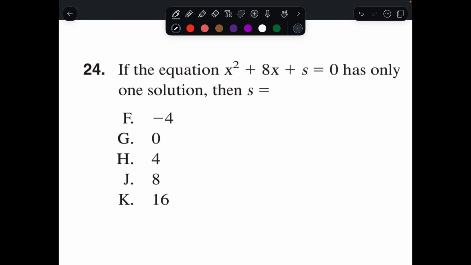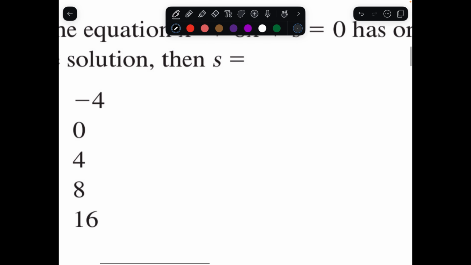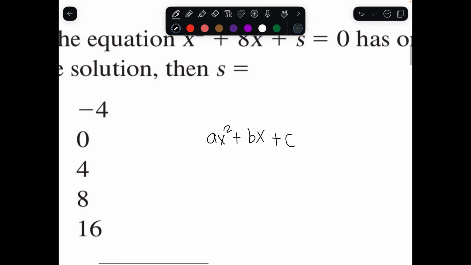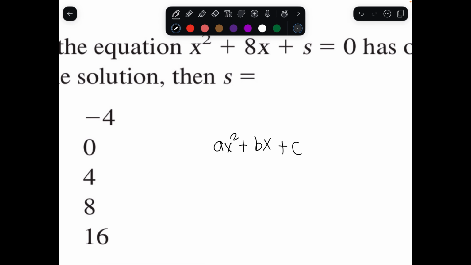Question 24 says, if the equation x squared plus 8x plus s equals 0 has only one solution, then s equals what? So for this problem, you need to recognize that the equation given to us is a quadratic equation. A quadratic equation is ax squared plus bx plus c, right? Where a is the coefficient of the x squared term, b is the coefficient of the x term, and then c is our constant, right? In this case, it's s.